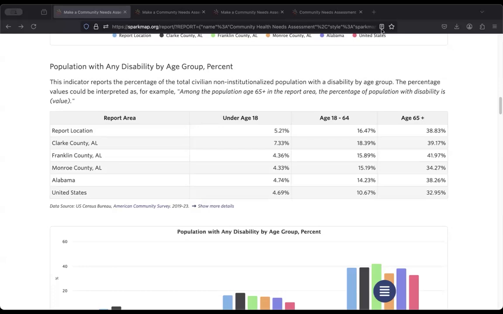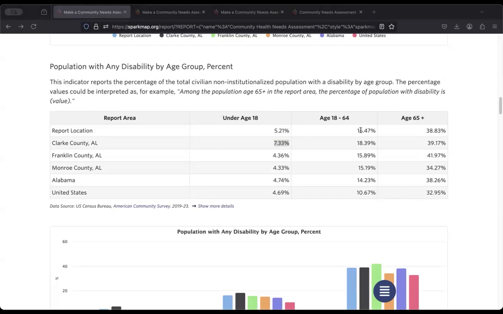But what we can see also is that Clark County has about 7% of their population under the age of 18 that has a disability. So that is another little flag there that you would want to ask the question, again, what's going on to cause that number to be so high? Does it have to do with birth complications, or are there other factors that are playing into this that can help us explain why that number might be so high for one county and not quite as high for others?